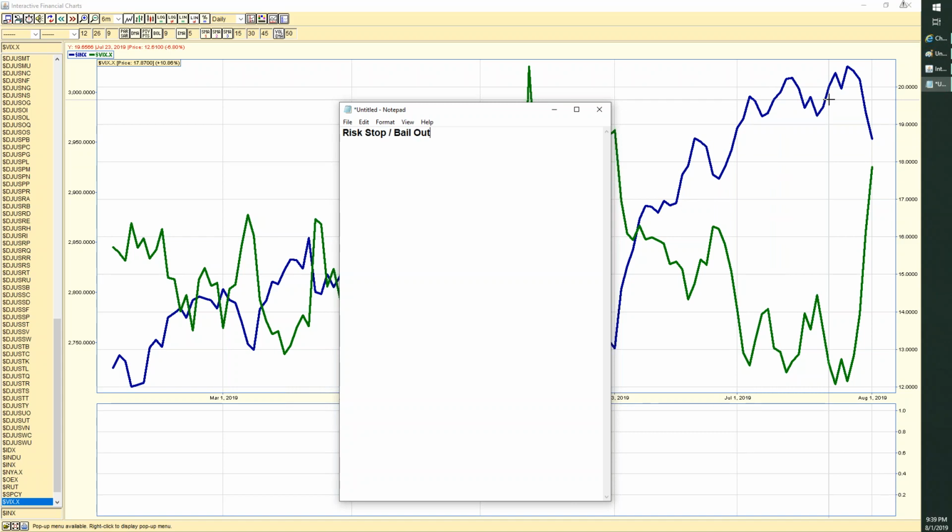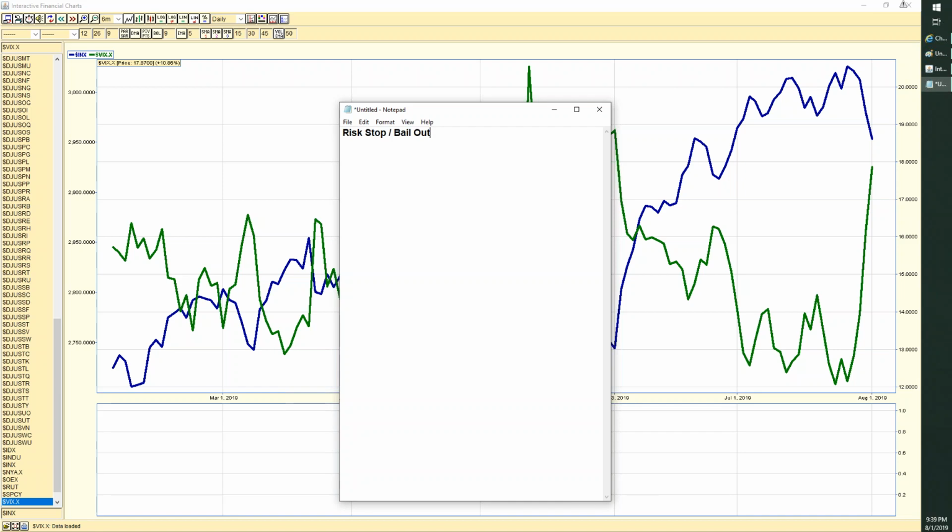And you basically want to set a criteria, a risk stop or a bailout, such that you will get knocked out if something unusual is happening, if the proverbial poop has hit the fan. Something that hasn't happened in a while, something that is well off the charts.